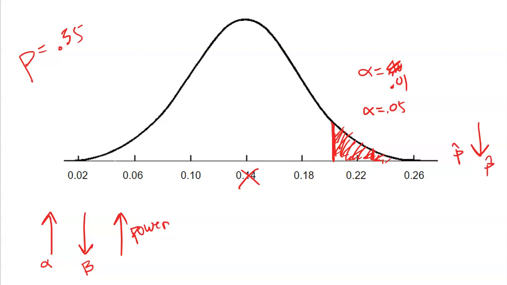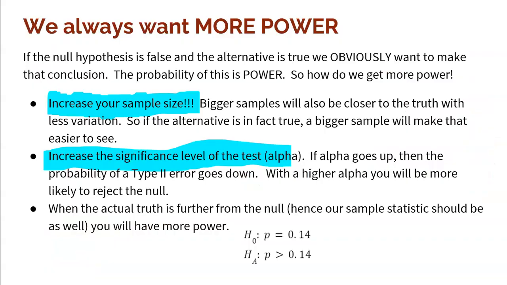My samples will also be very close to 35%. Now, they're not going to be exactly 35% because samples vary, but if the truth is really far from the null, then my samples should reveal that more easily. And then I would reject the null and go with the alternative. Oh my gosh, it makes so much sense. So again, when the actual truth is further from the null, it's going to be easier for me to see that.